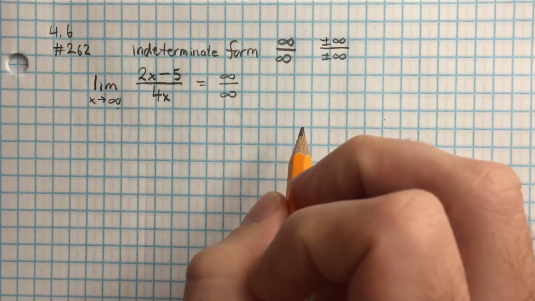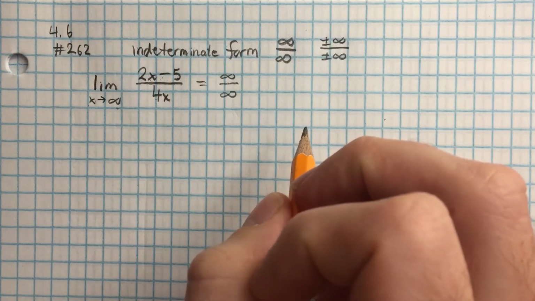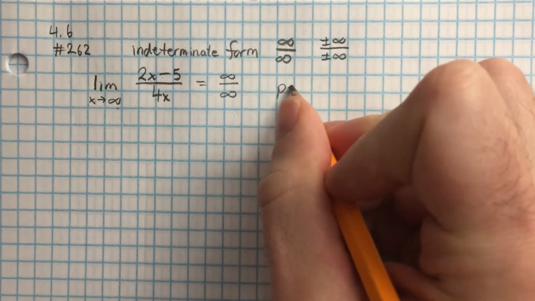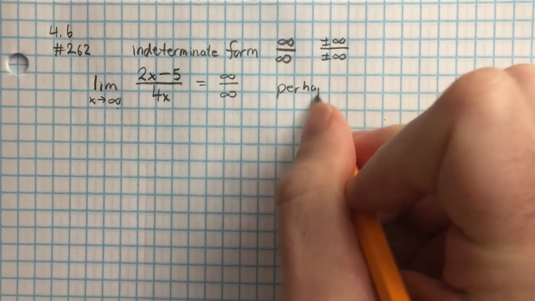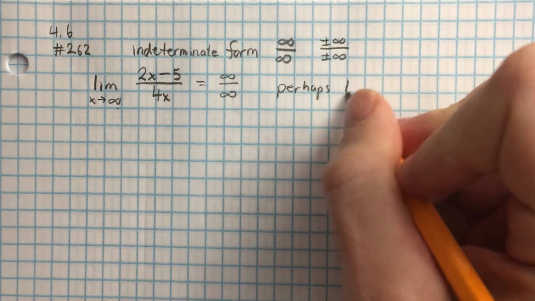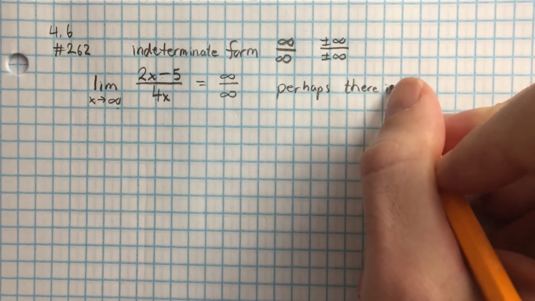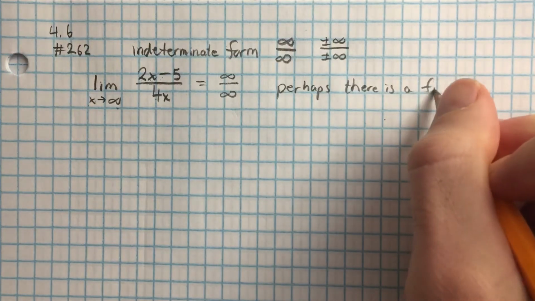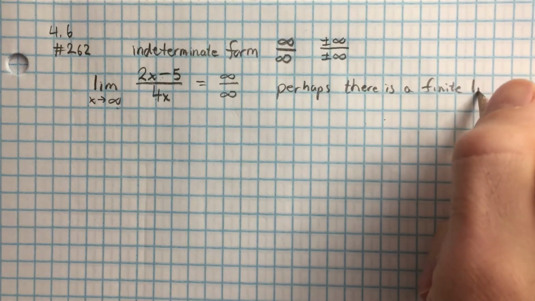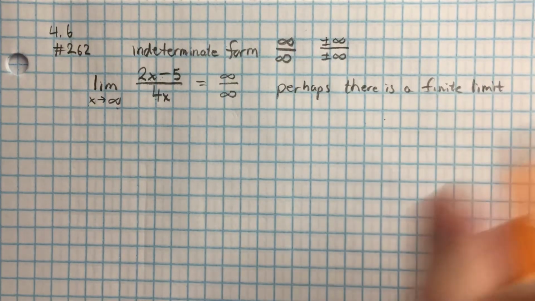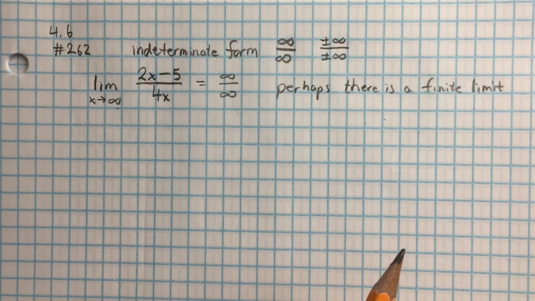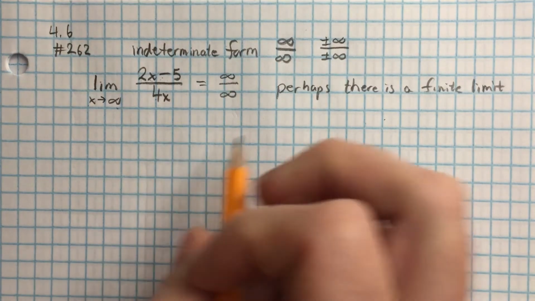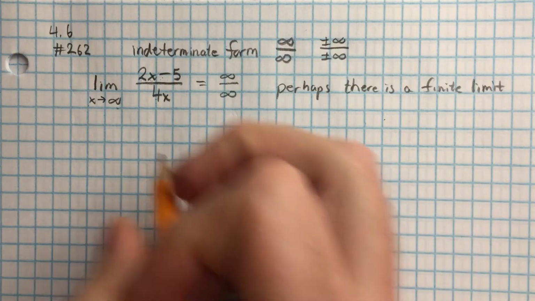So again, what that means for me and for you is there's hope to find a finite limit. Perhaps there's a finite limit to this as an answer. Perhaps there is a finite limit. And in these cookbook, textbook problems, there probably is. Can't guarantee it every time, but most likely. So let's see the algebraic approach you're supposed to take here.